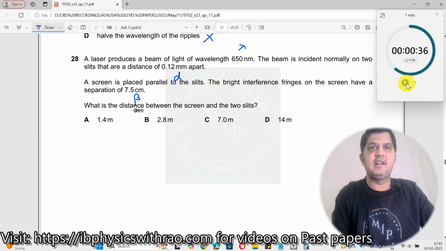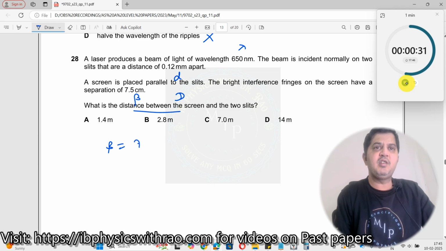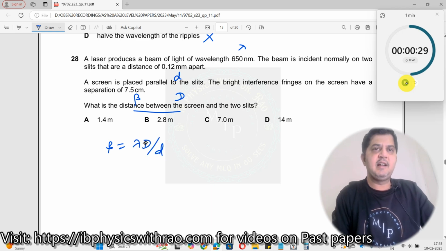What is he asking here? He is asking you to find out the value of capital D. What formula? The formula is beta equal to lambda capital D by small d. I want the value of D. D should be equal to beta d divided by lambda. This is what we have.